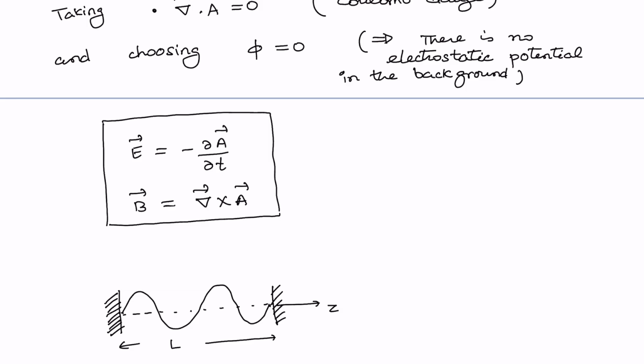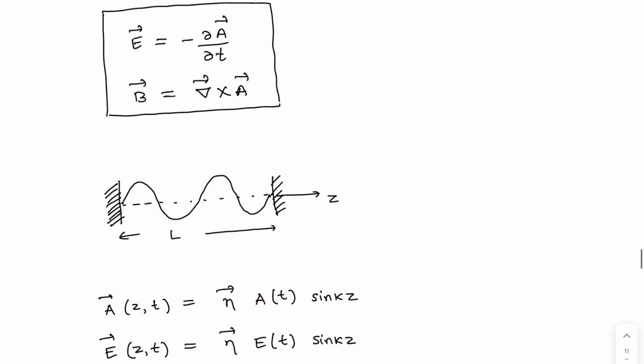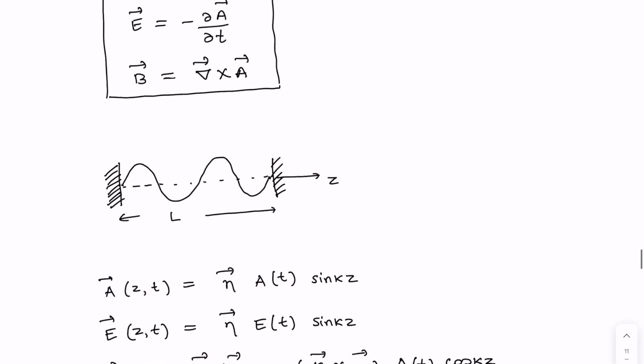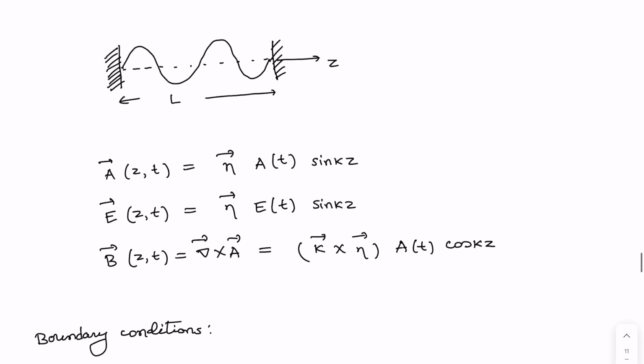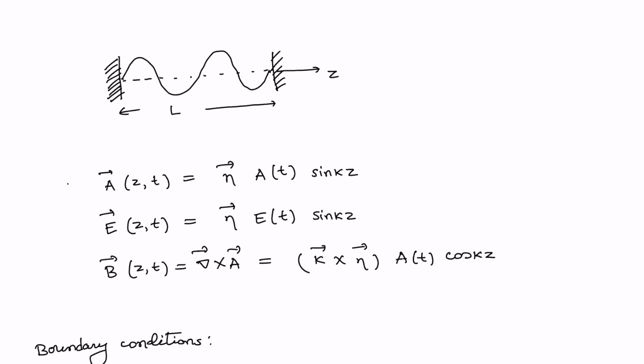Now having the electric field and magnetic field in this form, let me consider a standing electromagnetic wave that is formed due to the presence of two plane mirrors separated by a distance L. We can write the equation for the vector potential like this: A of z, t is equal to eta, the polarization direction of the vector potential, times A of t, the amplitude of the vector potential, and then we have sine kz.